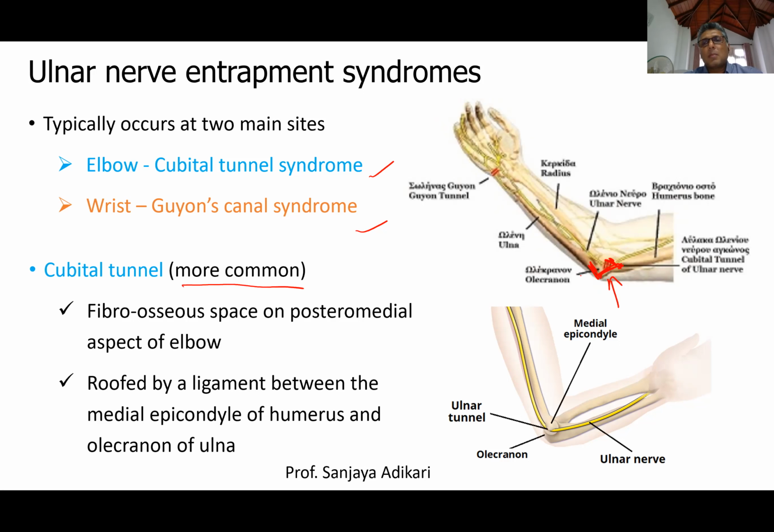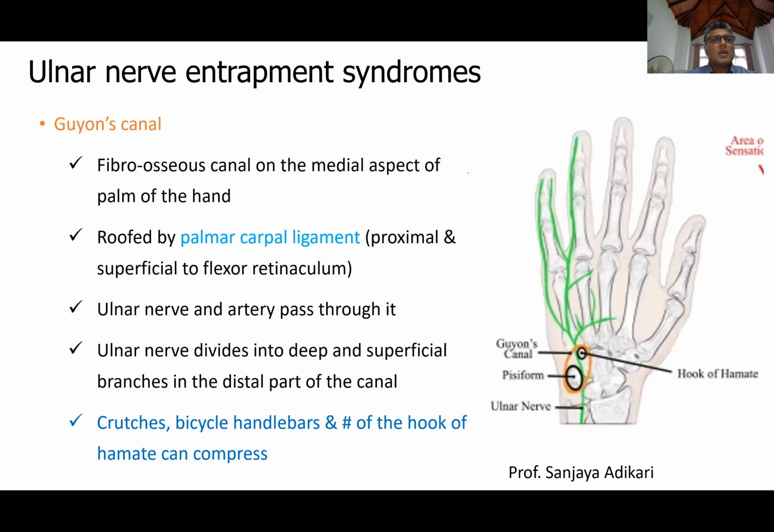It's the same thing. You get pain, paresthesia, numbness over the distribution of the ulnar nerve. On this side you get these symptoms, and then you get weakness of muscles supplied by the ulnar nerve: the flexor carpi ulnaris, the medial half of flexor digitorum profundus, the hypothenar muscles here, with all the interossei and medial two lumbricals. Then the Guyon's canal syndrome.